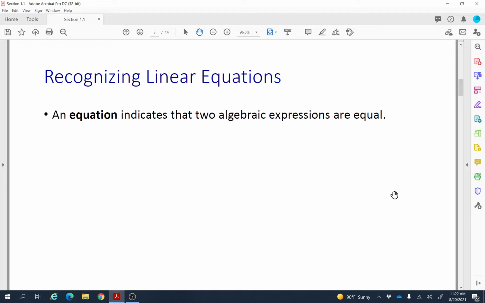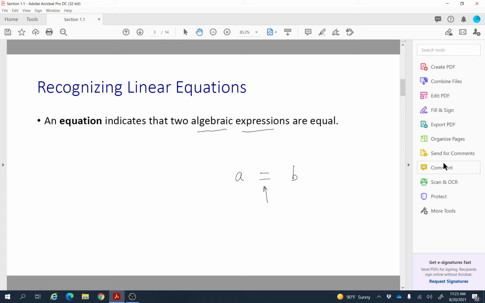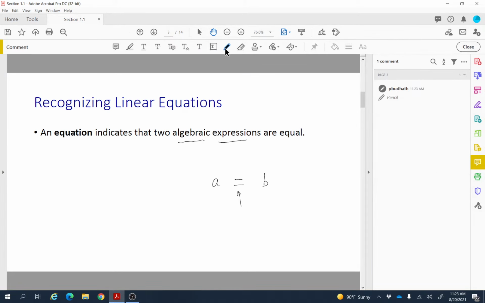Equation means whenever you see an equality sign, that's an equation. For example, let's say something equal something. That means A equal B. Whenever we see this symbol, that's the equation. So it might be just a number like 5 equal 5, or some expression equals some other expression, meaning algebraic expression. Okay. So equation means whenever you see an equality sign, that represents an equation.